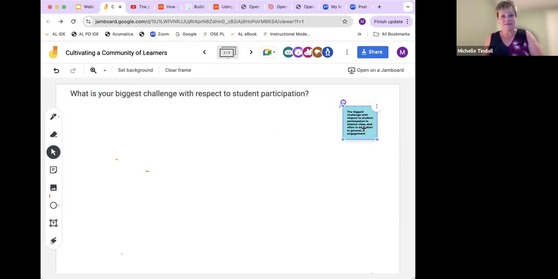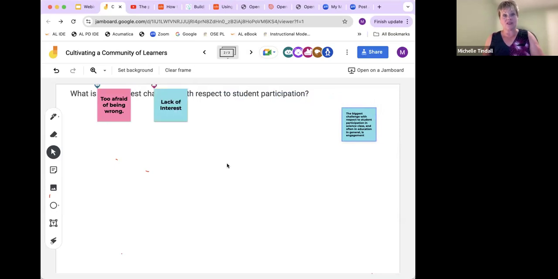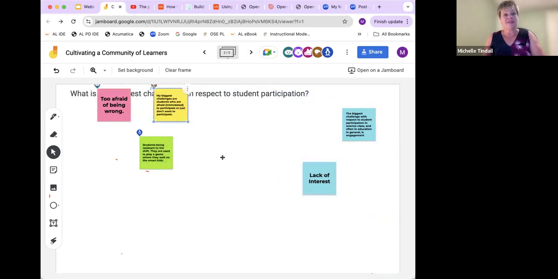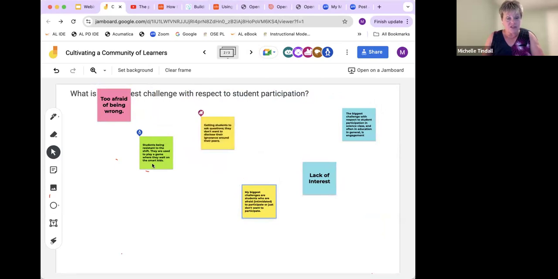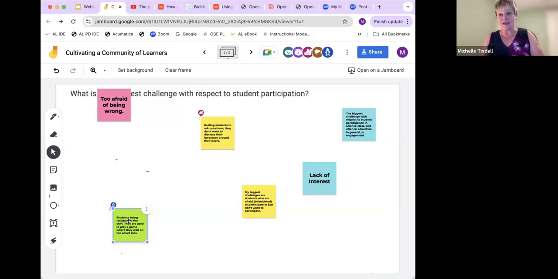Engagement. Okay, perfect. Too afraid of being wrong. Isn't that a big one for our students, especially at our secondary level? Afraid of being wrong, lack of interest, right? Getting students to ask questions, they don't want to disclose ignorance. Mm-hmm. Right. Students being resistant to the shift. They're used to playing a game where they wait on the smart kids, right? They wait for us to give them the answers and to give them the information. If they wait us out, ultimately we'll tell them what they need to know.